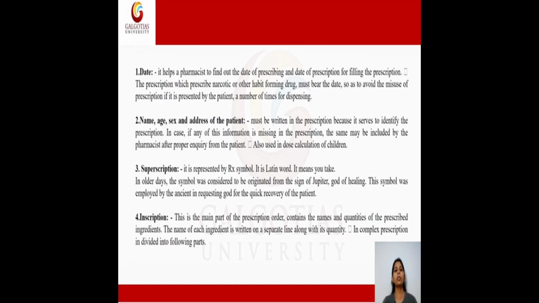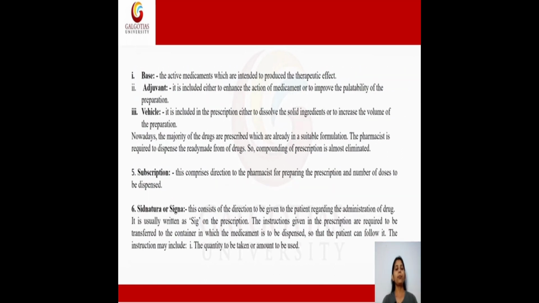In a complex prescription, it is divided into the following parts. In case the prescription is too long or complex, then any medical practitioner or pharmacist can divide it into the following parts. First, base, the active medicaments which are intended to produce the therapeutic effect. Basically, base means the active medicament by which, after administration, the patient will get a perfect therapeutic effect or relief from that particular disease.